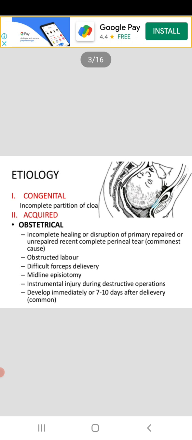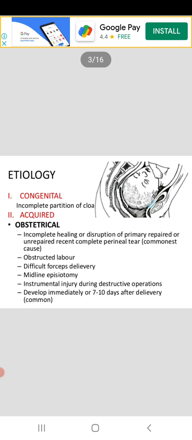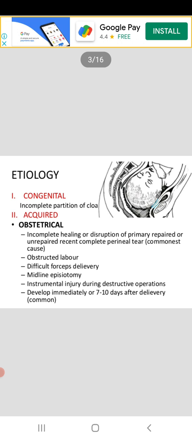Congenital: incomplete portion of the cloaca. Acquired means obstetrical: incomplete healing and disruption of a primary repaired or unrepaired recent complete perineal tear. Common causes are obstructed labor, difficult forceps delivery, midline episiotomy, and instrumental injury during destructive operations.